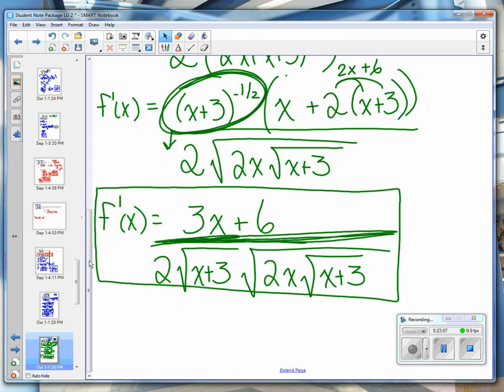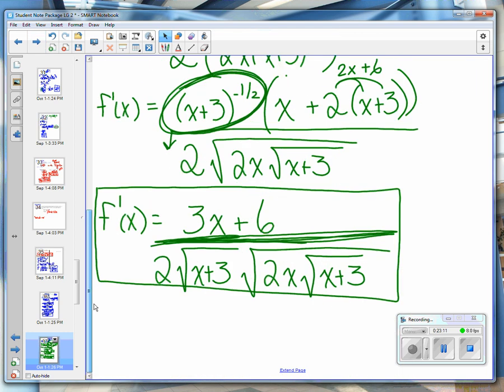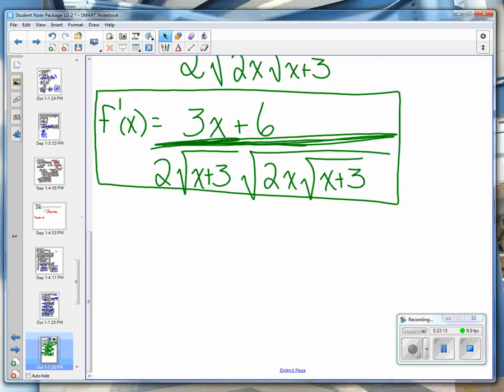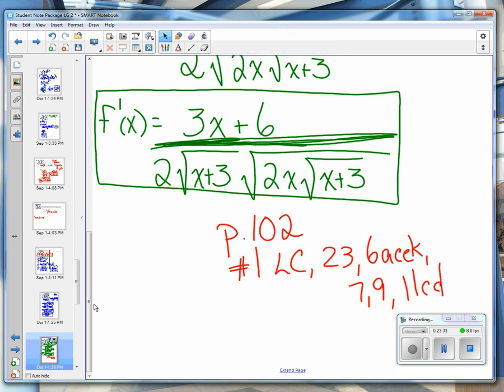Speaking of practice, where is it? Oh, sorry, it's not on this one. I don't know why. But what you all should be doing now is looking at page 102. And that's number 1, just the left column, 2, 3, 6A, C, E, K, 7, 9, 11, C, and D. Please trust me when I say practice this.